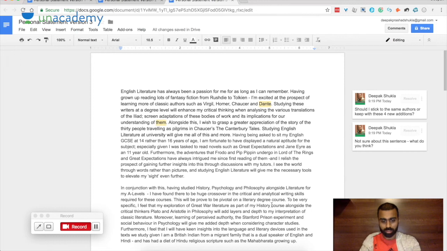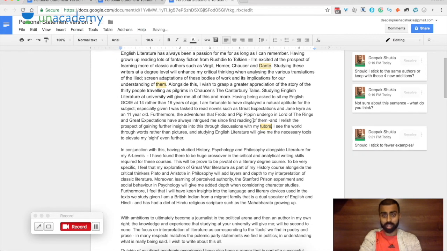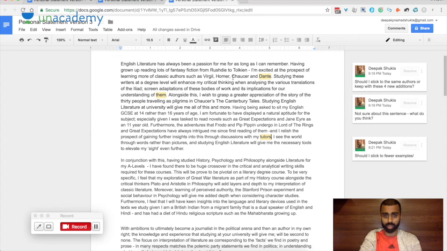So, should I stick to fewer examples? Because I've used a wide range of examples here: Chaucer, Virgil, Homer, Dante, Rushdie, Tolkien, Dickens, Jane Eyre. It's all in the first paragraph, and there is an open question, say that whether we could hone down and focus on 3 specific authors rather than the several that we mentioned.